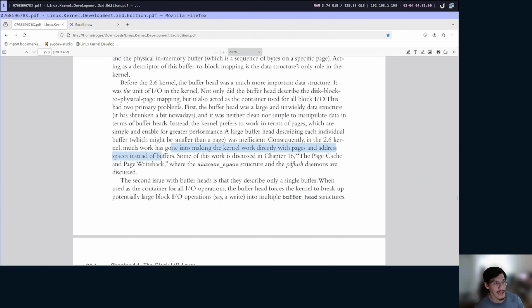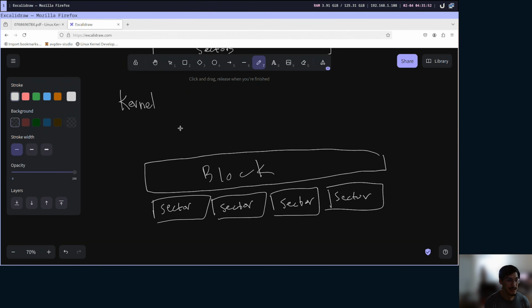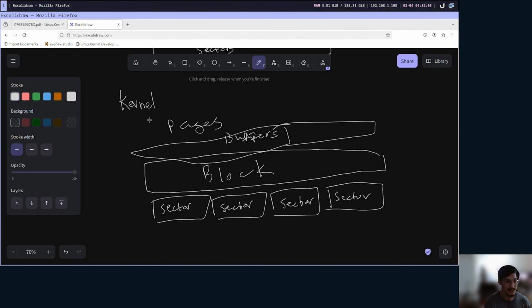Okay, so another layer on top of this is probably going to be pages. Or pages on top of buffers, I'm guessing. Buffers, okay. And then pages. Okay.